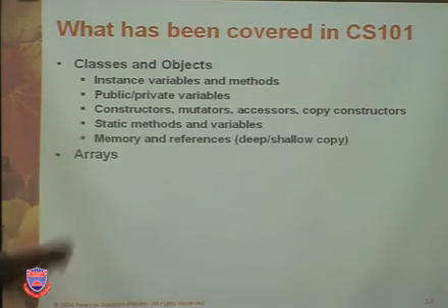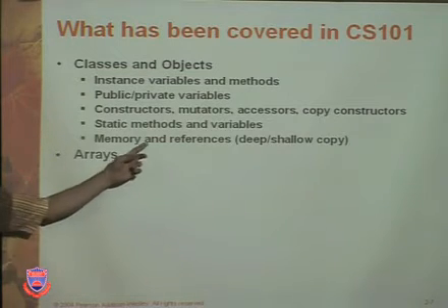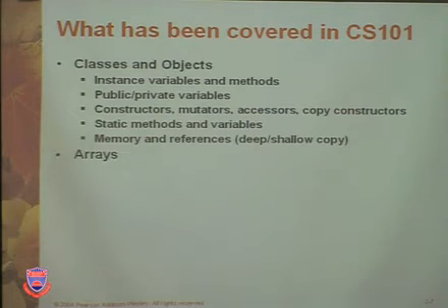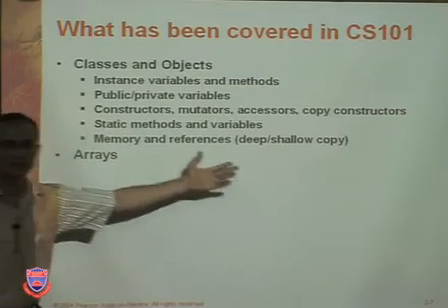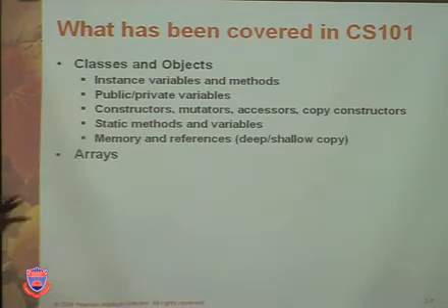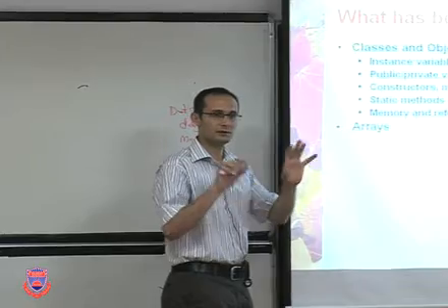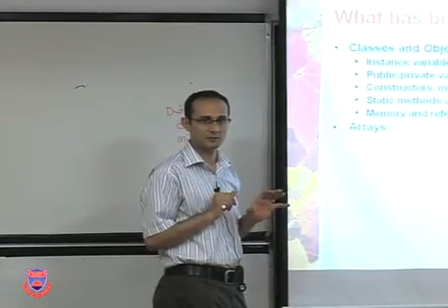Static methods and variables, if you recall. So how you can declare a static method, why is it useful, where we use it, and so on and so forth. And also we considered memory and references. If you remember, if you copy a certain class object, how are you going to copy? We had two options, deep and shallow copy, if you remember. Deep copy is going to create a copy that is separate from the actual object that you're copying from, right?